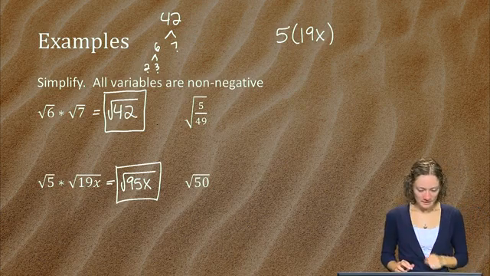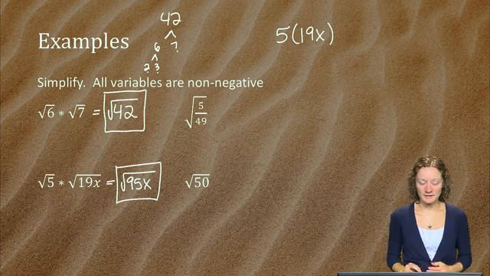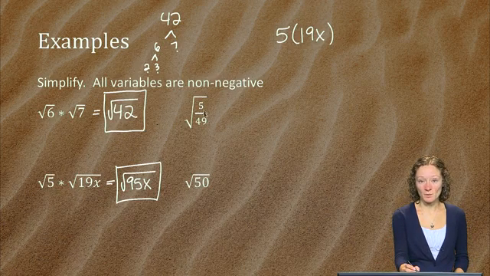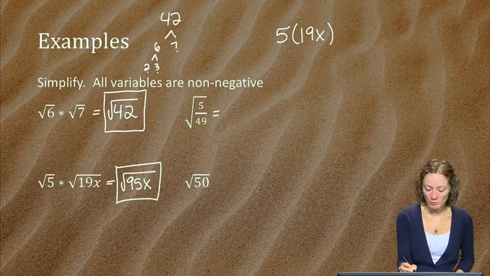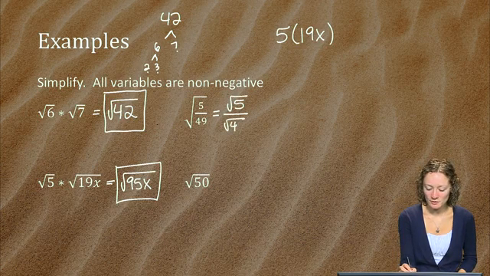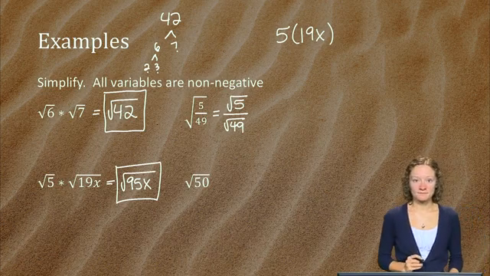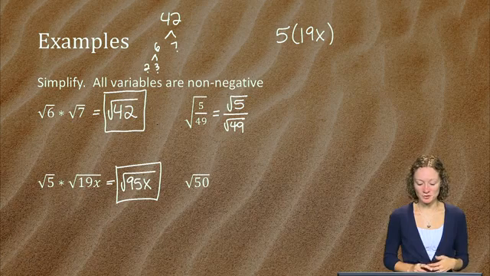All right, the next one. We have the square root of 5 over 49. In the previous video, we saw some where we had a perfect square on top and bottom. This is not the case here, so the quotient rule would be helpful for this problem, and that we can first separate to have the square root of 5 over the square root of 49. And then we can move forward hoping to simplify each one individually.